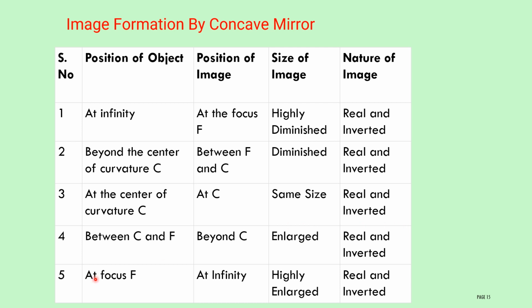Fifth one, position of object at focus F. Position of image at infinity. Size of the image is highly enlarged. Nature of image is real and inverted. Here one thing you have to remember, what is meant by real. Real is nothing but the image you will get on the screen. Inverted means the object position will become upside down, it is inverted. Then virtual means the image you will get beyond the mirror, that one we will call a virtual image.